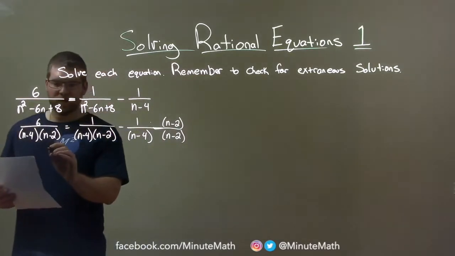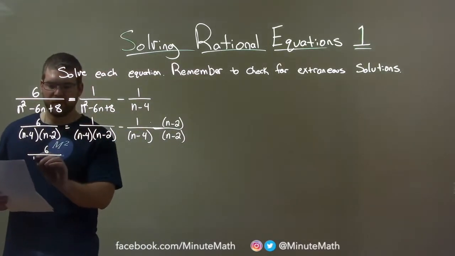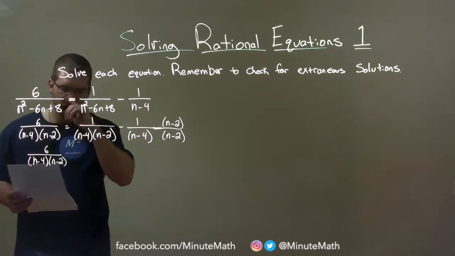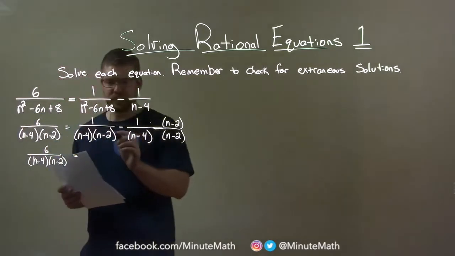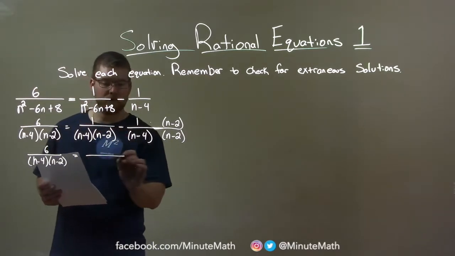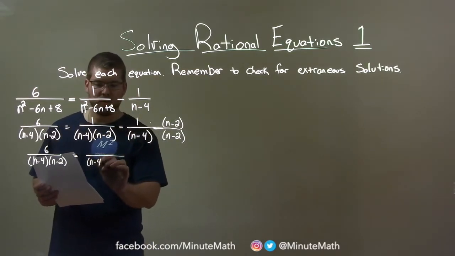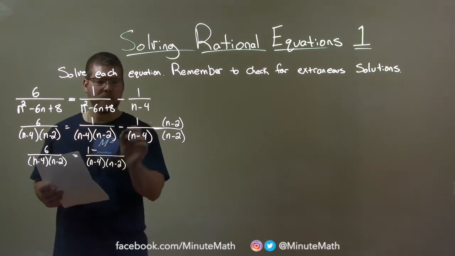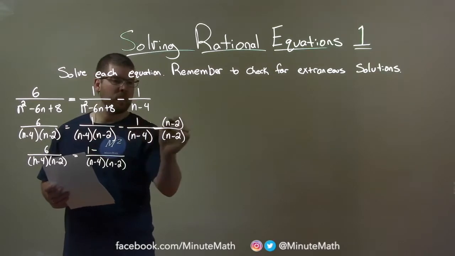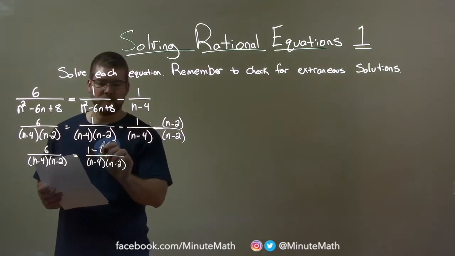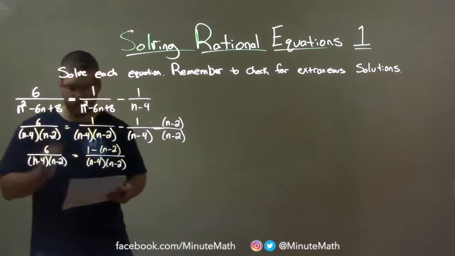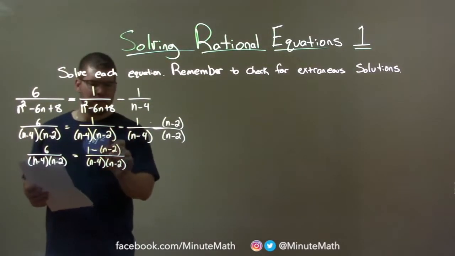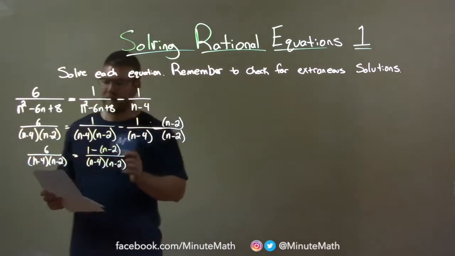So, left-hand side, to keep the same, 6 over n minus 4 times n minus 2. Right-hand side, though, the denominator is the same, right? n minus 4 times n minus 2. But the numerators, we have 1 minus, and we're subtracting, don't forget, the numerator, and that's the n minus 2 here. So n minus 2. Okay. Well, what can we do? Well, let's simplify this numerator a little more if possible.